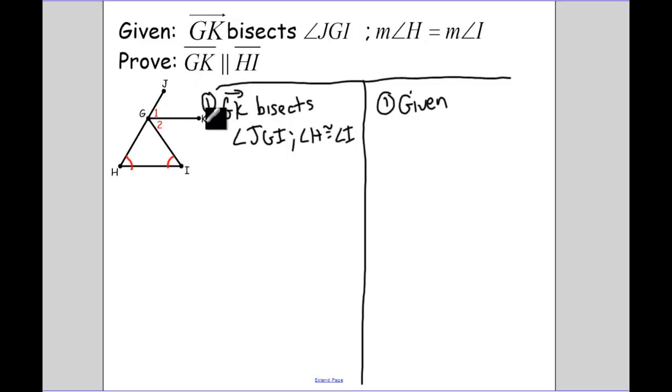I know that GK bisects JGI. So let's use that. I don't know how I could use H equal to I yet, but I know I can use that first piece of the given. Because an angle bisector breaks the angle up into two congruent angles, angle 1 is congruent to angle 2. And that is by the definition of an angle bisector.